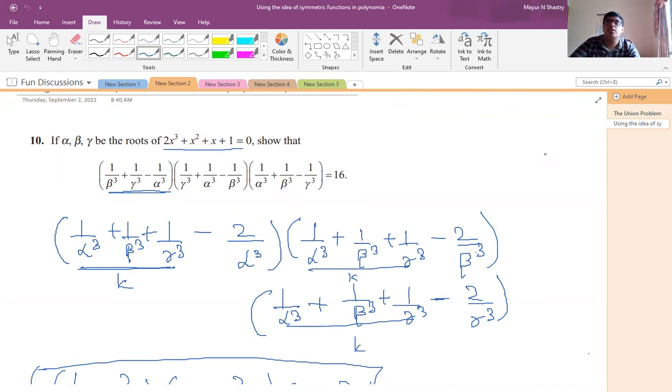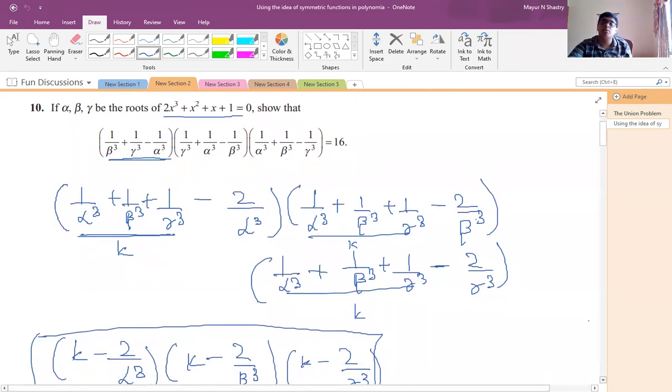For those of you who are interested, this problem is from a book known as Pathfinder for Olympiad Mathematics. It's from chapter 1, Build Your Understanding 3 exercise. And I have practiced symmetric functions and polynomials from that book. It's a really good book. Those of you who are interested to learn how to solve problems like these, practice more problems, you can always refer to this book.